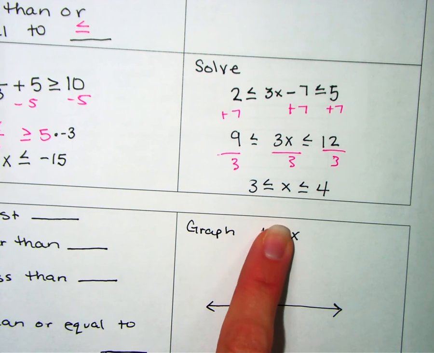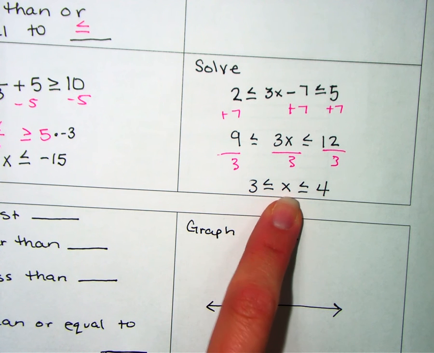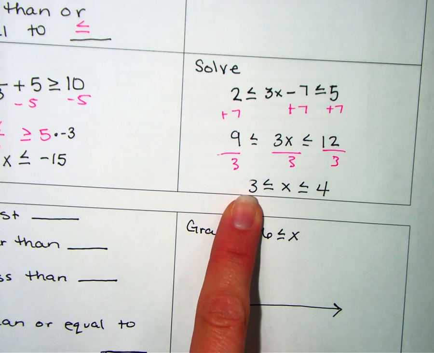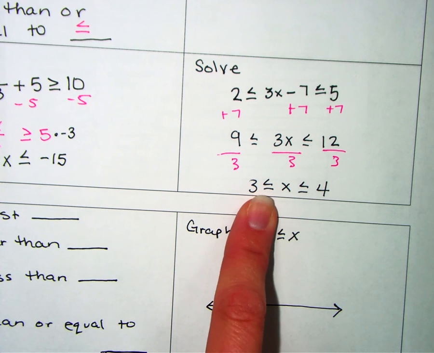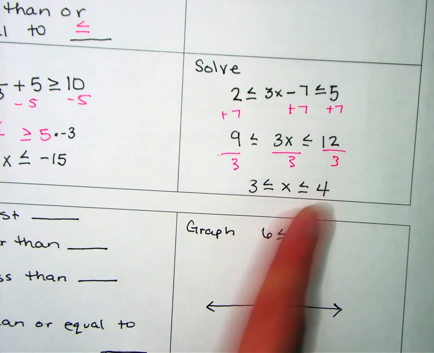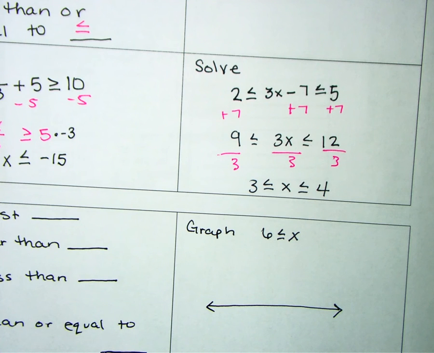Okay, anybody got an answer that they want? 3.5 would work. Would 3 work? Yes, because of the line underneath, right? So 3 would work, 4 would work, 3.5, 3.8, anything like that.